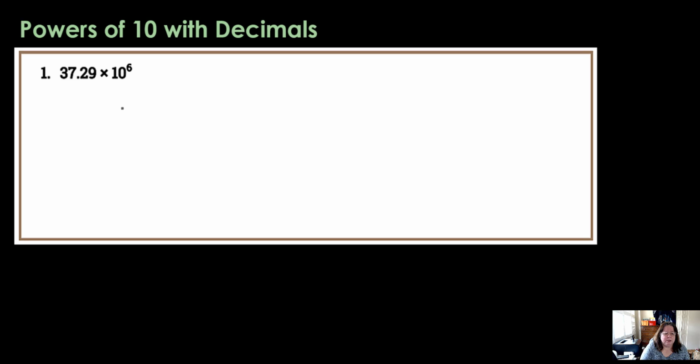Well, first thing I'm going to do is write my number. I'm going to write 37 and 29 hundredths. Now, if you're not sure that this was 29 hundredths, always find the decimal point. This is tenths, this is hundredths, it would be thousandths, ten thousandths, and so forth. You can count backwards from the decimal point. The 10 is the base here, the 6 is the exponent.